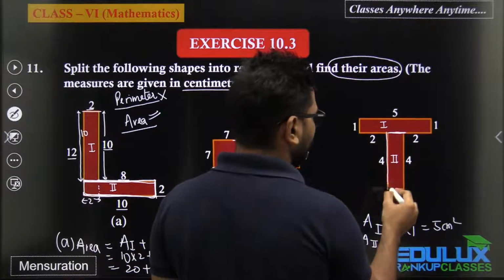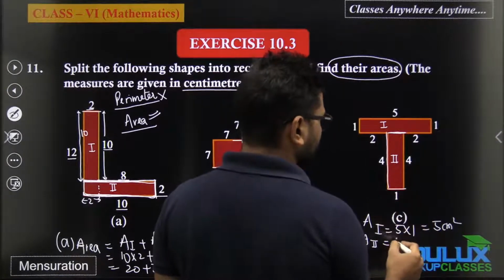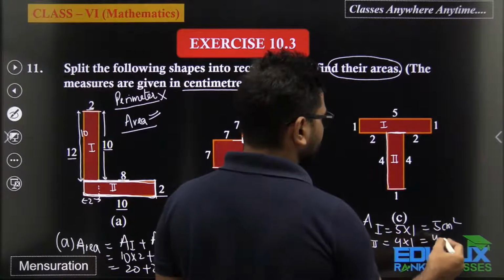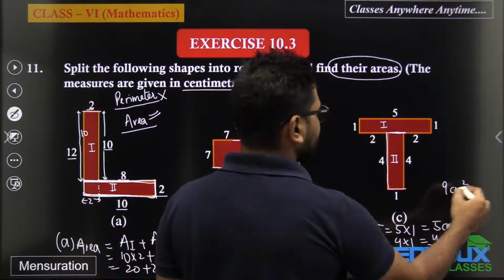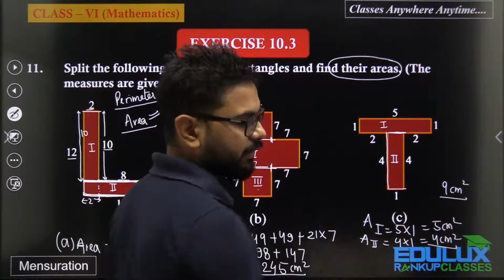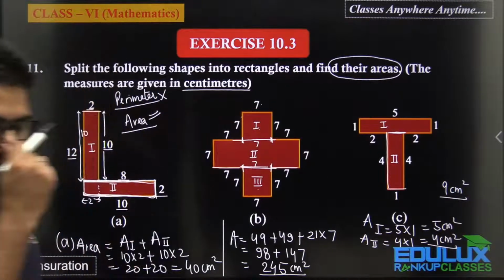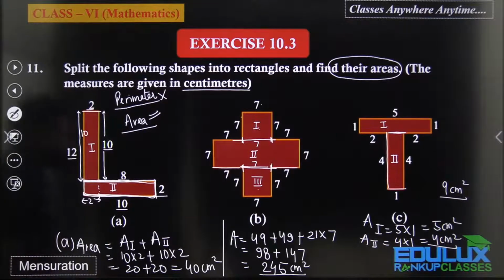This side is 4 and this side is 1. So 4 into 1, that is equal to 4 centimeter square. On adding them up, we can write 9 centimeter square is the area of this figure. Okay, so for part C, the area is how much? The area is 9 centimeters square. Clear with this answer, everyone?